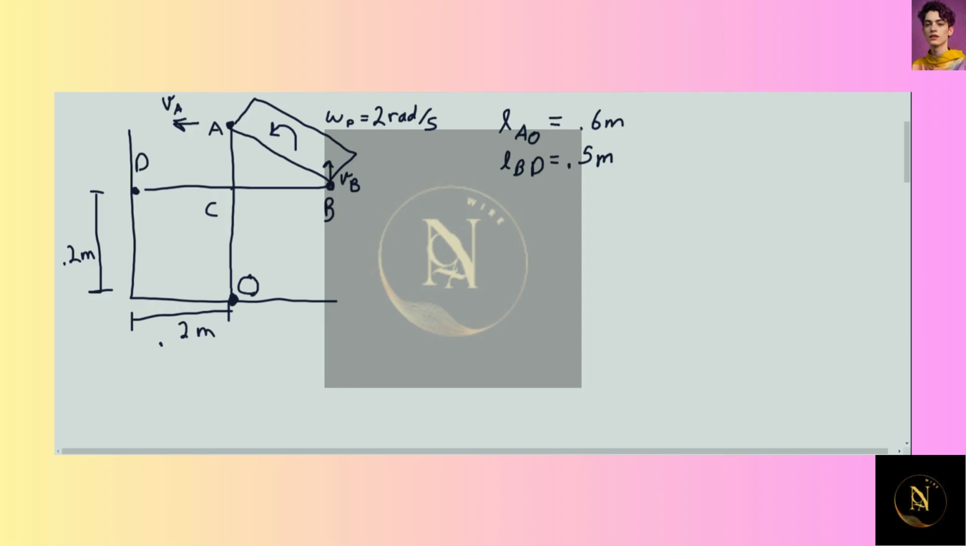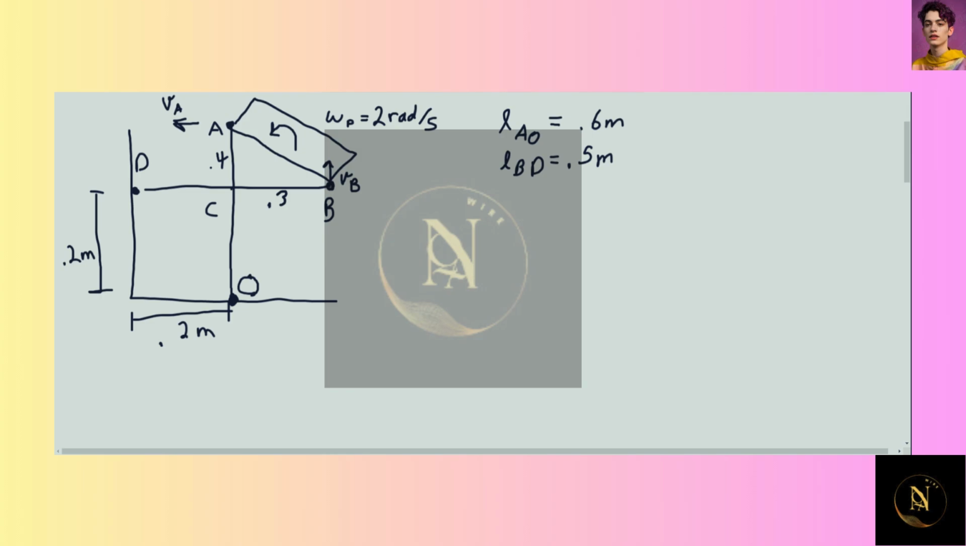The next thing we can do is find the length of the smaller portion. Between C and A, that would fairly simply be 0.4 meters. And between C and B, that would just be 0.3 meters. So that just helps us with a little triangle there.